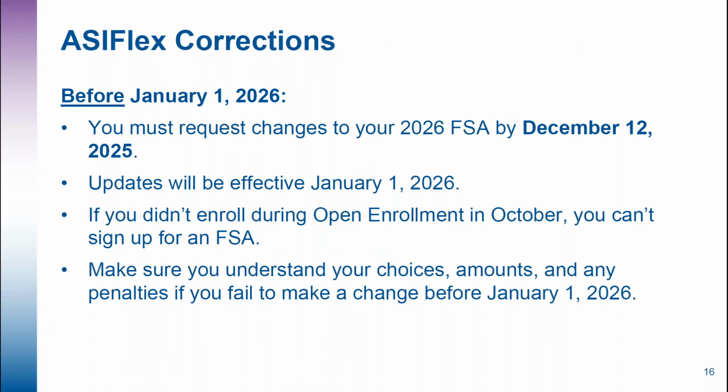You must request changes to your 2026 FSAs by December 12th. So that's next month. That's 1 month away. It's November 12th today. Updates will be effective January 1st, 2026. If you did not do open enrollment last month during the month of October, then you cannot sign up for an FSA. The only way you would get an FSA in 2026 is if you experience a qualified status change during 2026.